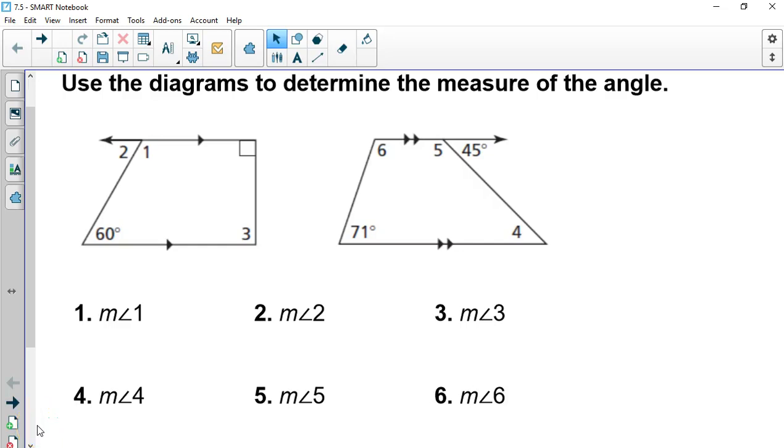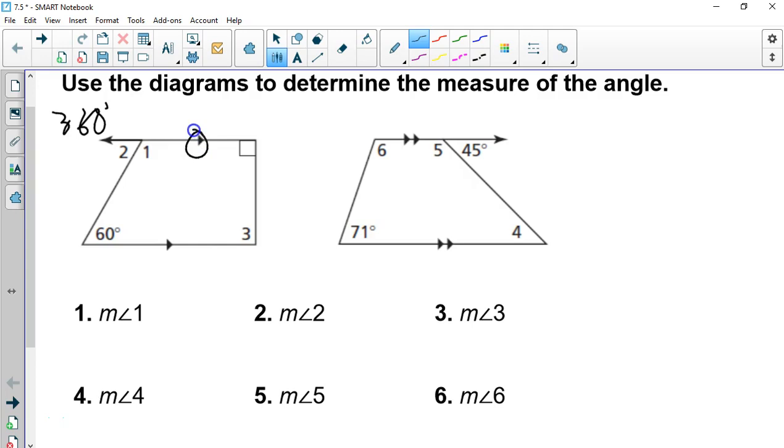7.5, last section of the unit. Now, what we have here for 1 through 3 is a quadrilateral, which means we're going to have 360 degrees total interior angles. We'll use that later. Now, notice we have parallel lines and a transversal, which gives us alternate interior angles right here, which means angle 2, we know, is 60 degrees.